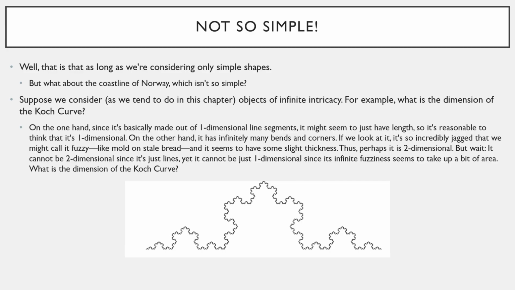On the other hand, it has infinitely many bends and corners. It's so incredibly jagged that we might call it fuzzy, like mold on stale bread. It seems to have some slight thickness. That is, perhaps it is two-dimensional. But wait, it cannot be two-dimensional since it's just lines. Yet it cannot be just one-dimensional since its infinite fuzziness seems to make up a bit of area. So it's a little weird. What is the dimension of this Koch curve? We're going to derive that.